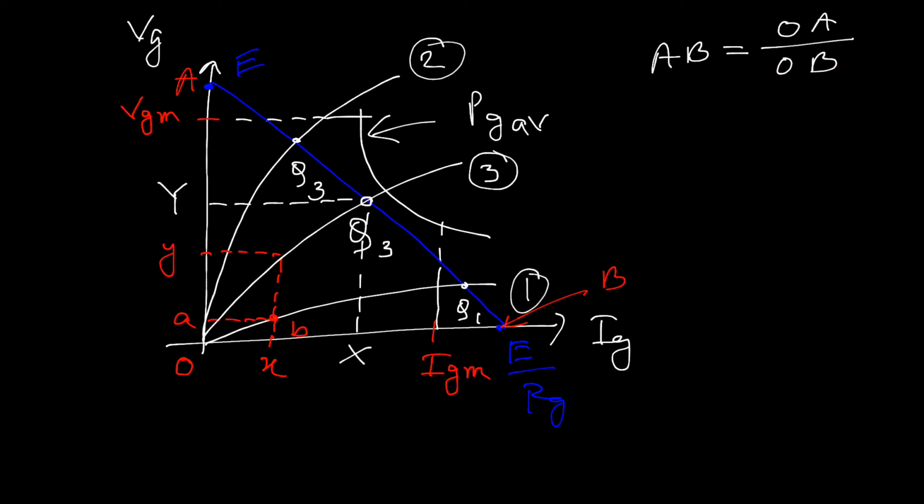Suppose we are increasing the gate resistance RG. So what will be the maximum value of RG for designing purposes? Here, when the supply voltage is E, the current due to the presence of RG is defined by E by RG. Suppose we are increasing RG in this way. Just think about it this way. Increasing RG means the slope of AB should be increased. That means it can be increased in this way, in this way, in this way.